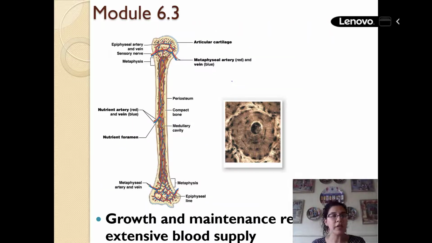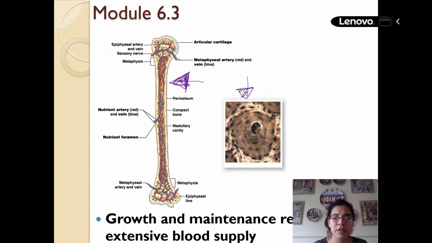Module 6.3 also includes the vascularization of bone, and the take-home message for this image is that bone is highly vascularized. It's necessary for growth and maintenance. Blood vessels bring in nutrients and pick up waste, and we have lots of growth and activity with bone, so a high vascular need. This is the macroscopic anatomy of the long bone, and you don't need to memorize the names of the blood vessels. Just know that bone is highly vascularized.